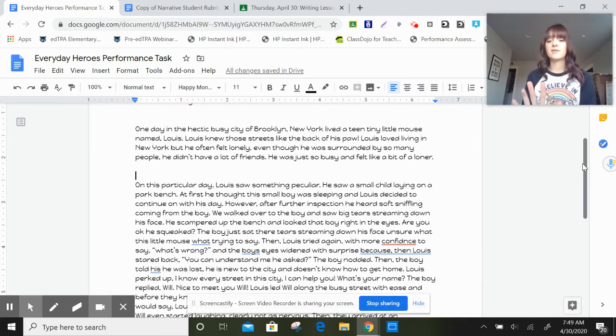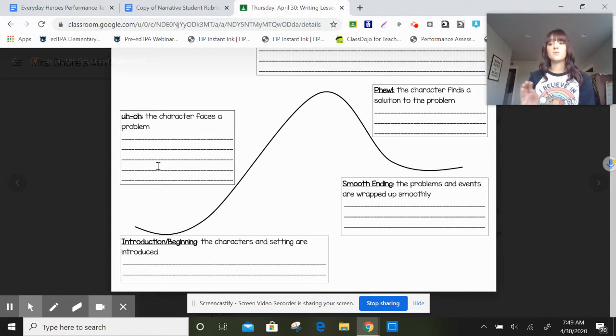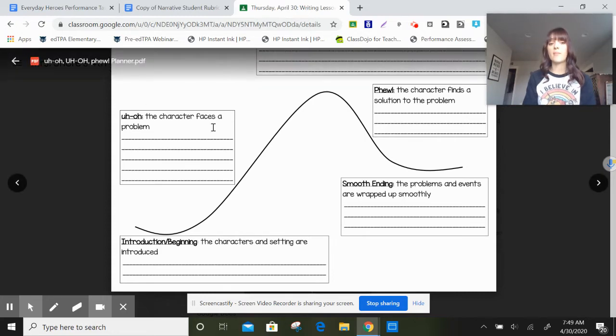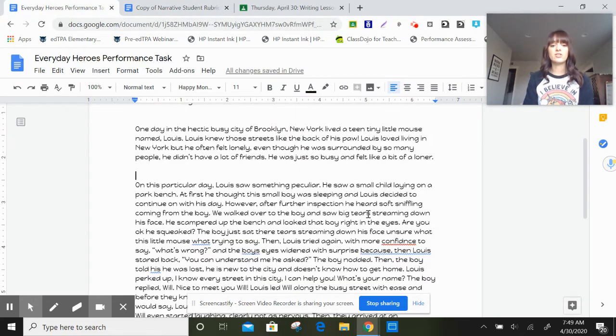Now I'm going to pause you here. Do you see how we have our character facing a problem? In this case, we have another character. We have a new character named Will, and he's a small boy on a park bench, and he has a problem. His problem is that he's lost, okay? So we are going to make that another chunk all in its own. And that was right about here.